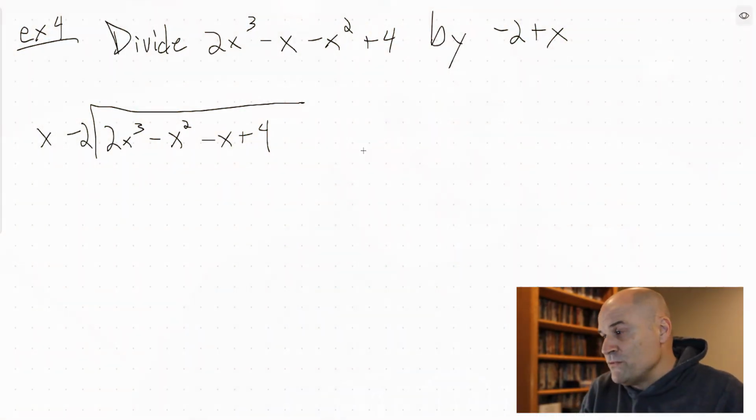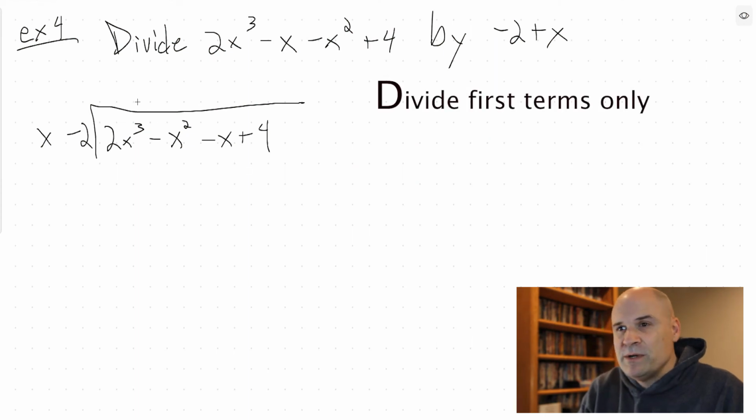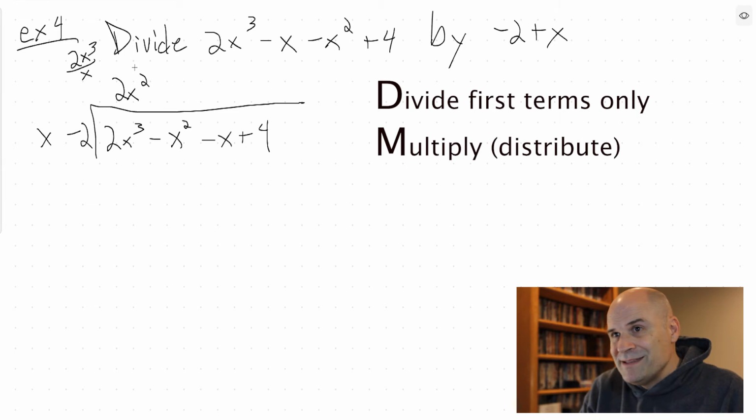Okay, how'd you do? All right, well, let's follow the steps. First step, D, divide. We're going to divide the first term, 2x cubed, by x. Remember, most of the time you're just going to take away an x. So instead of 2x cubed, it's 2x squared. Next step, multiply. We're going to multiply this whole thing by both of these terms. So 2x squared times x brings us back to 2x cubed, which will always happen. 2x squared times -2 is a -4x squared.